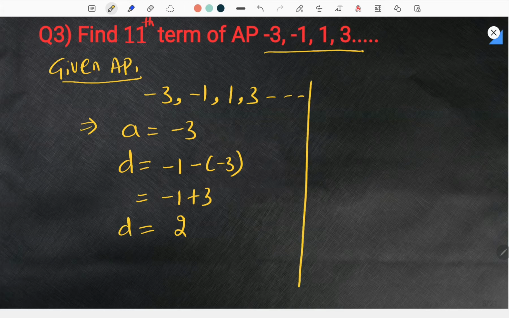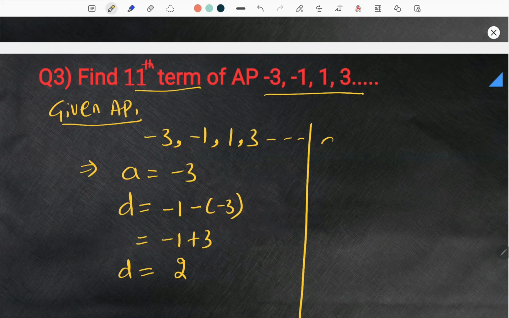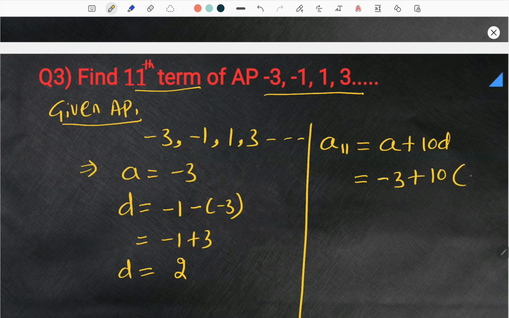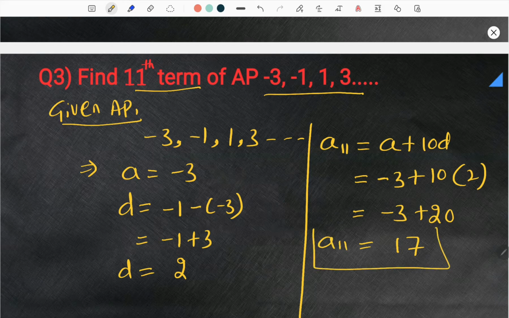Now they want us to find out the 11th term, that is A11 is equal to A plus 10D. What is A? Minus 3 plus 10 into D, where D is 2. Alright, so minus 3 plus 20 becomes 17. A11, the 11th term, is equal to 17. So this is the 11th term.